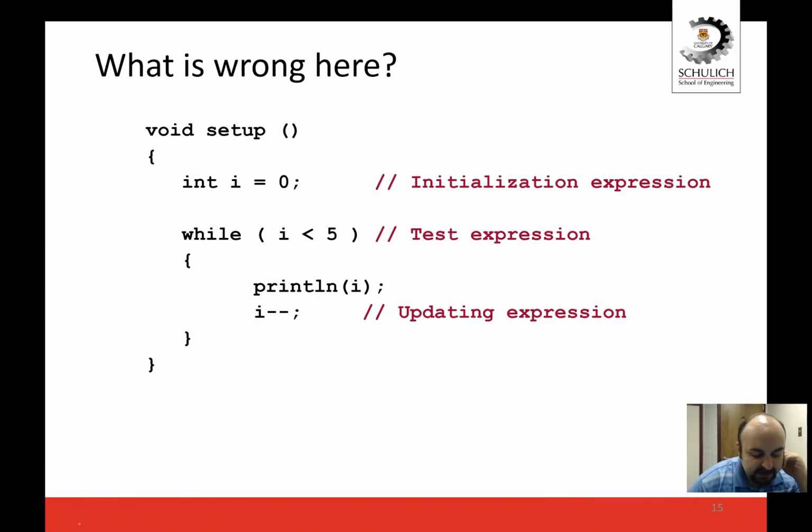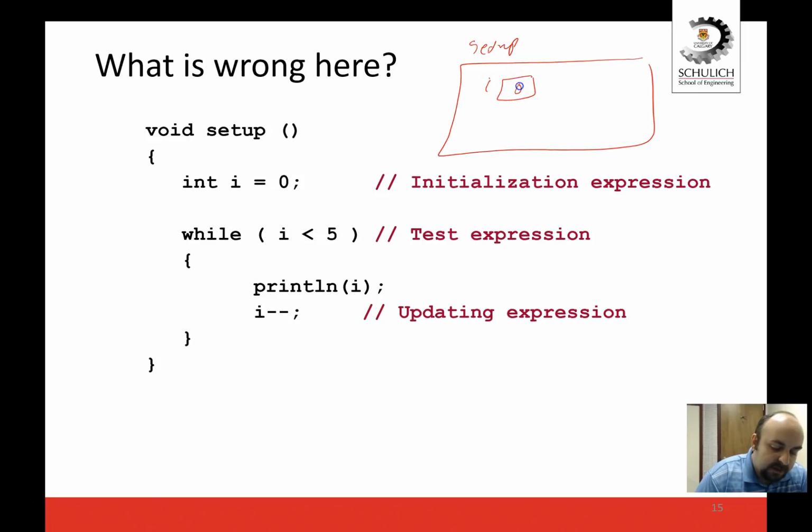Let's look at another one. Setup: I is 0, I less than 5, and I minus minus. So your statement is that as long as I is less than 5, go ahead and print out I and then I minus minus. So what's wrong here? Let's see. If we were to draw the memory of this setup function, I is set to 0, and we say print I. We print I is 0, then I minus minus. So this I will become minus 1.